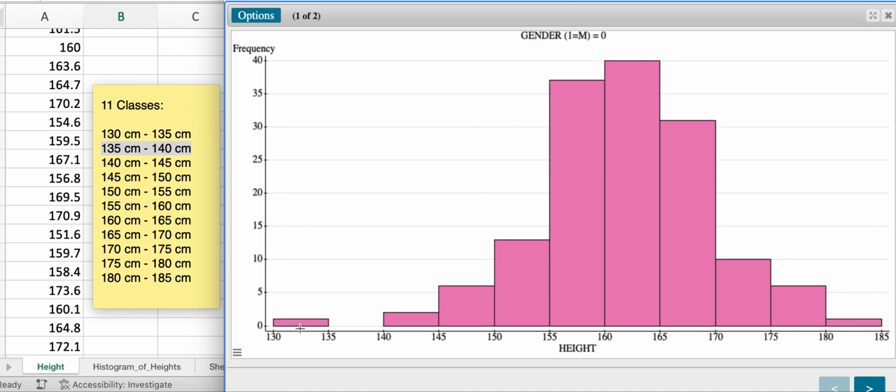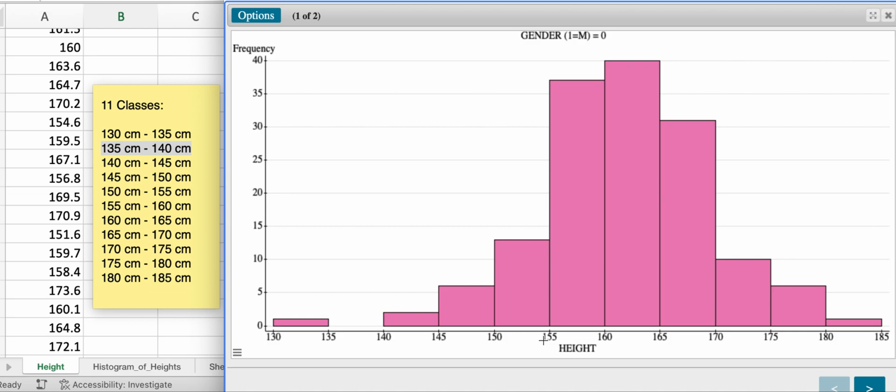So when we take a look at the first class here, 130 to 135 centimeters, the lower class limit is 130. When we look at the third class here between 140 and 145, we can see that the lower class limit is 140. Let's move on to the next class. Here we can see that the lower class boundary for that class is 145, and so on and so on.